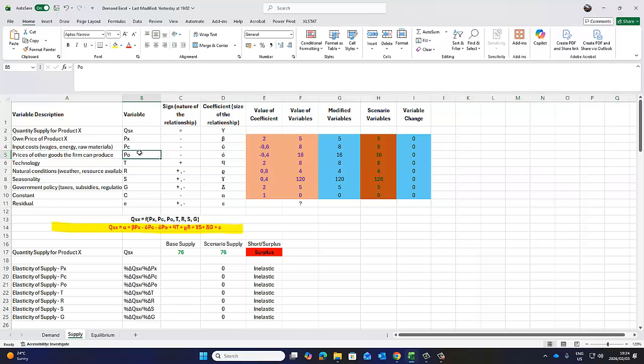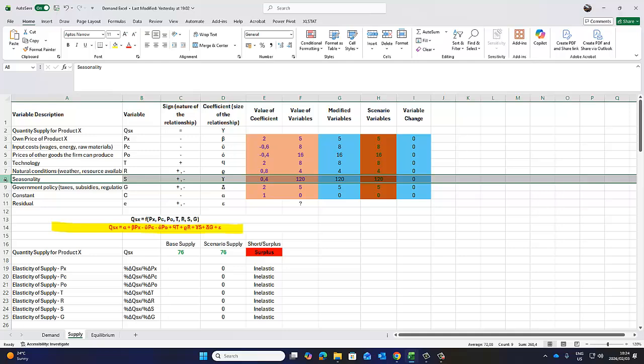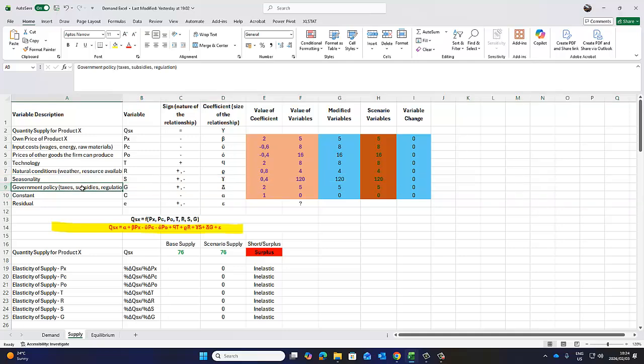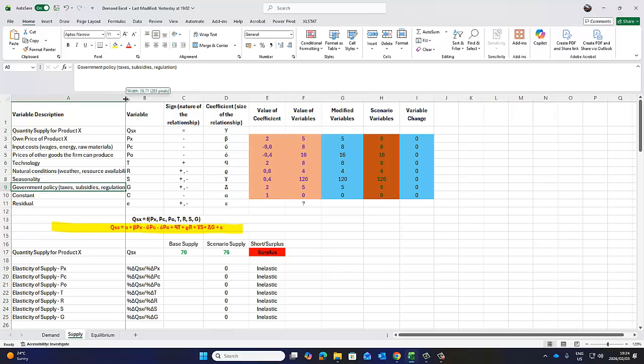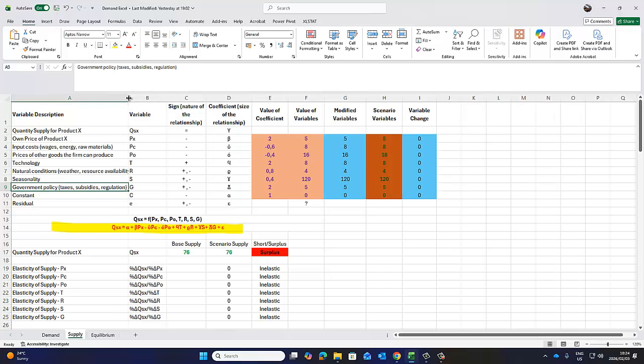And that is PO. Technology obviously makes sense. Natural conditions, if you're a farmer, obviously it makes huge sense. If you're a mining operation, that makes huge sense, etc. And then seasonality, again, farming typically speaks to seasonality, etc. Then government policy: taxes, subsidy, or regulation.